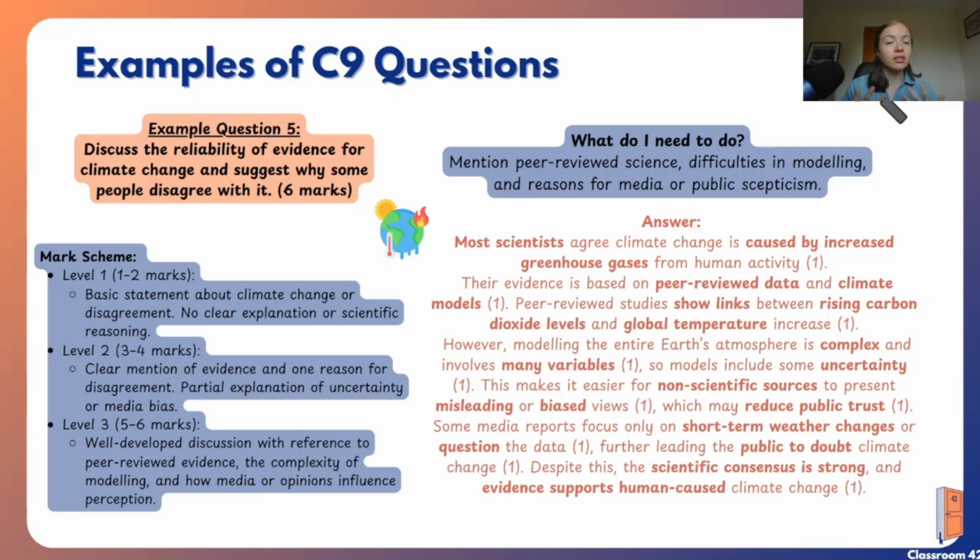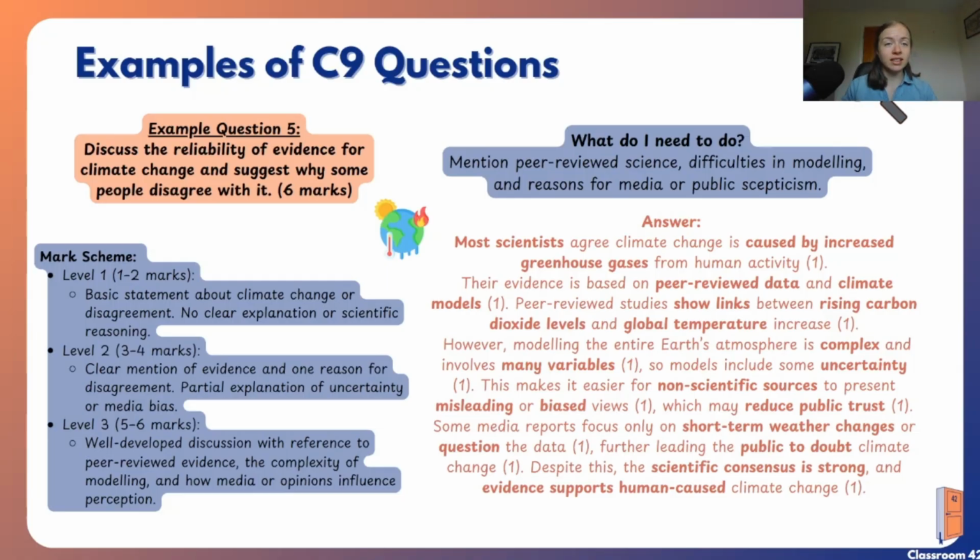So modelling includes some uncertainty, which makes it easier for non-scientific sources to present misleading or biased views because there are different ways of interpreting evidence, which may reduce that public trust. Some media reports focused on short-term weather changes or questioned the data, further leading to public doubt about climate change. And despite this, and it's important to say at the end, that scientific consensus is strong and evidence does support human-caused climate change.